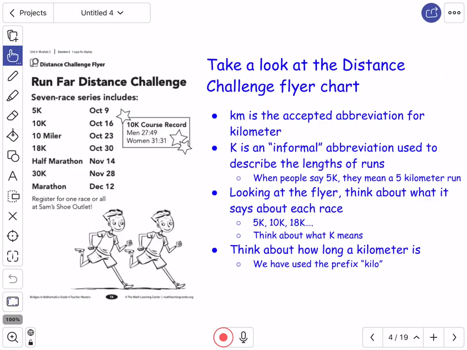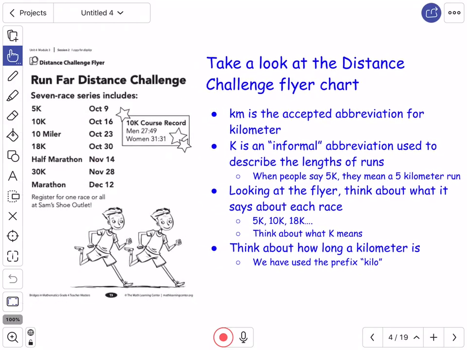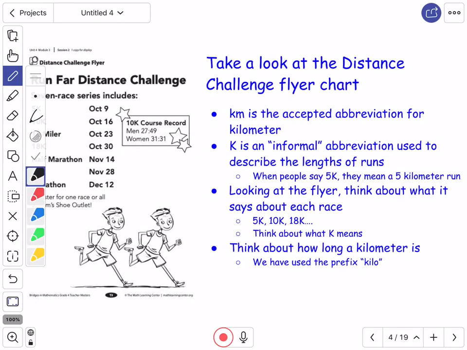So, I want you to take a look at the distance challenge flyer chart that we have here on the left. There we go, sorry. So we have a run fair distance challenge, and you'll see that there are 7 races, including a 5K, a 10K, a 10-miler, an 18K, a half marathon, a 30K, and a marathon. Okay, so take a look at the distance challenge flyer chart.